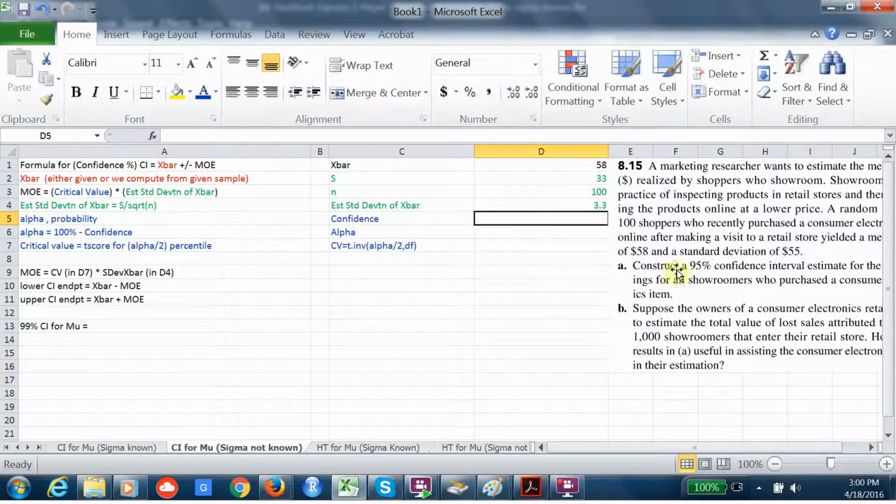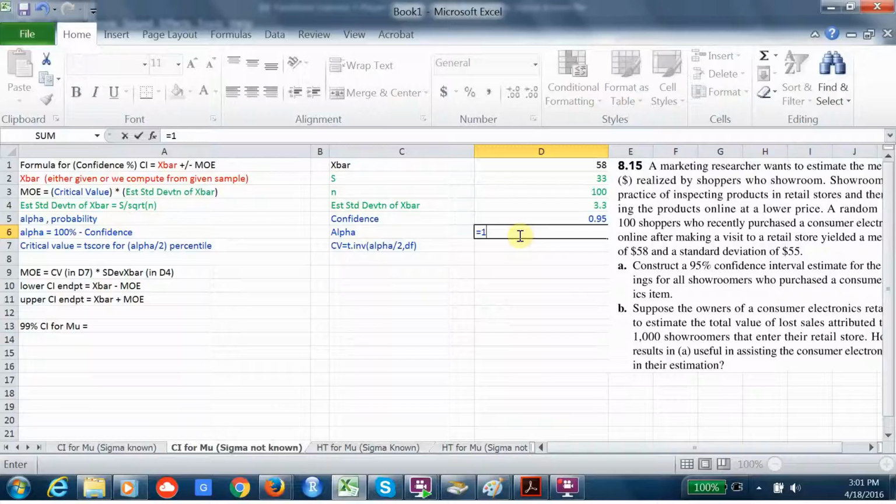Okay, so let's go and construct a 95% confidence interval. So I'm going to write the confidence as a decimal. And I'm going to go ahead and compute alpha as 1 minus the confidence. So alpha plus the confidence has to equal 100%.